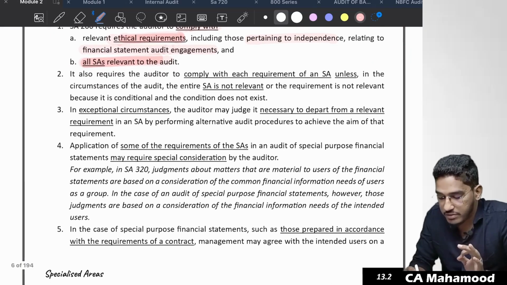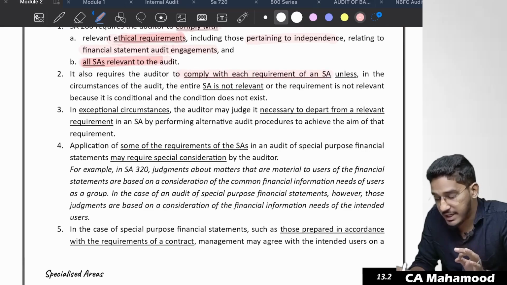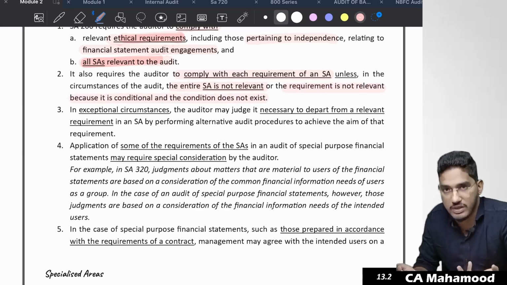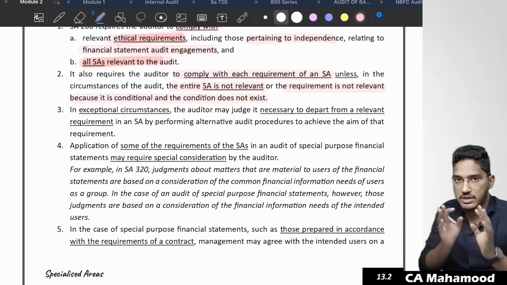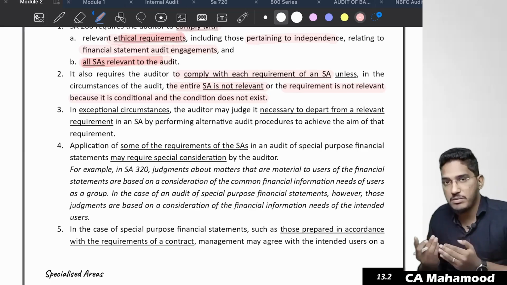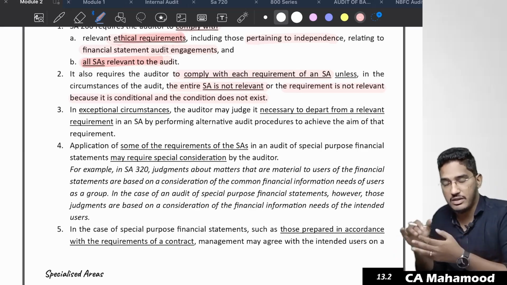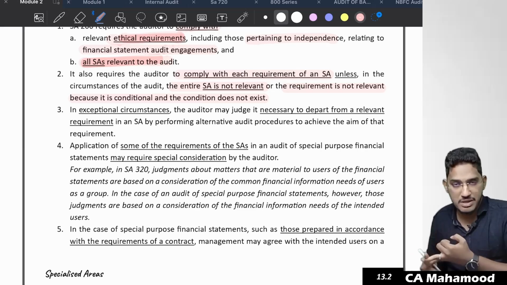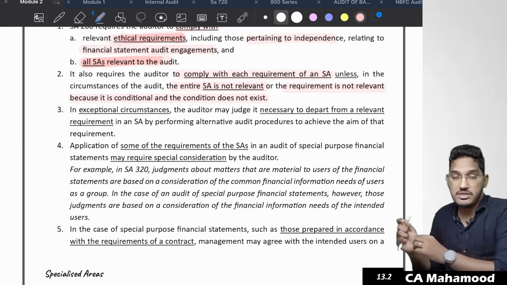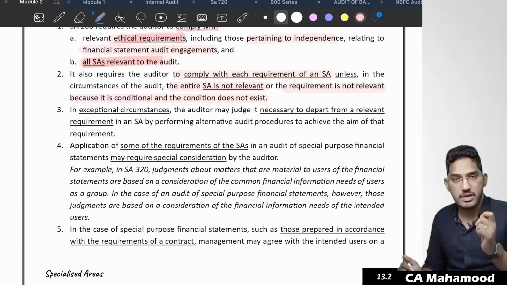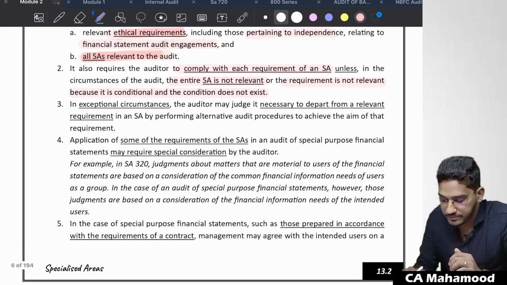It also requires the auditor to comply with each requirement of an SA, unless in the circumstances of the audit, the entire SA is not relevant, or the requirement is not relevant because it is conditional and the condition does not exist. If an SA is relevant, then you have to comply. Sometimes an SA will not become relevant. Why? Because some conditions are not there. Related party is not there. SA 550 will not become applicable. You can ignore it. So if the standard is not relevant, ignore. But if the standard is relevant, comply with that standard.